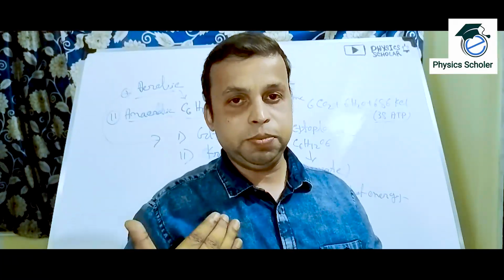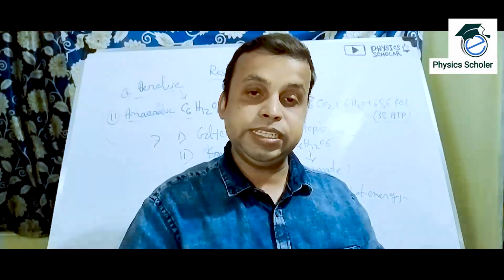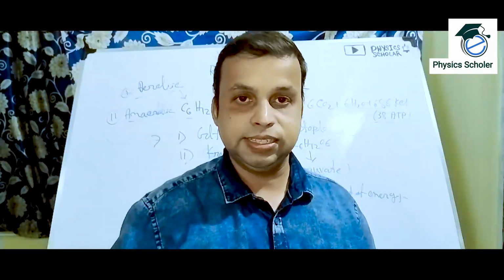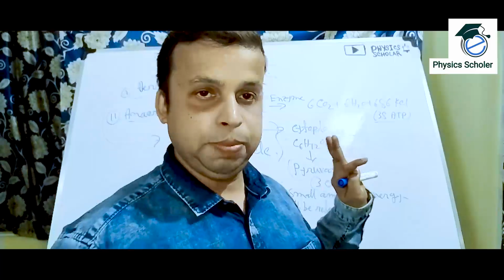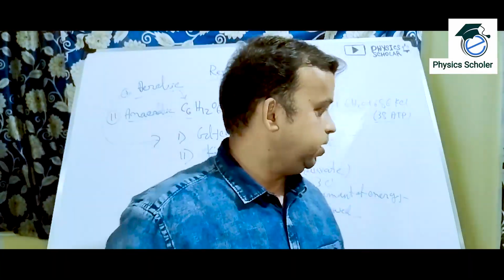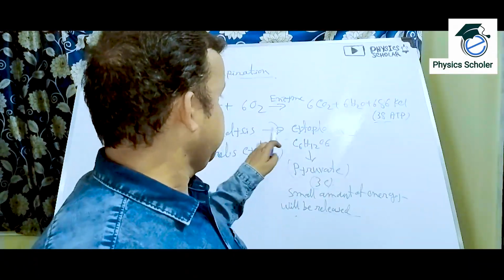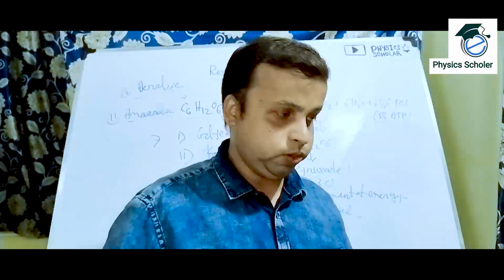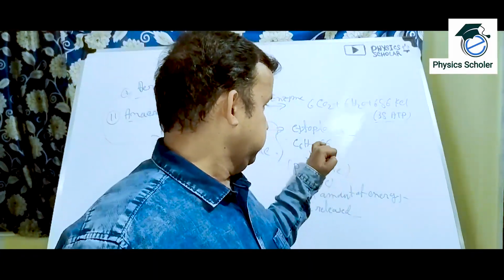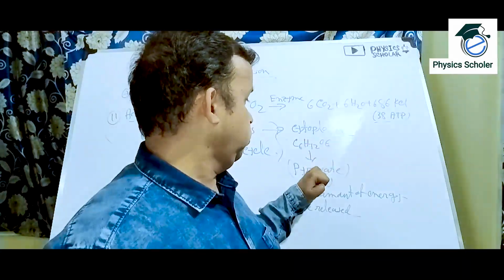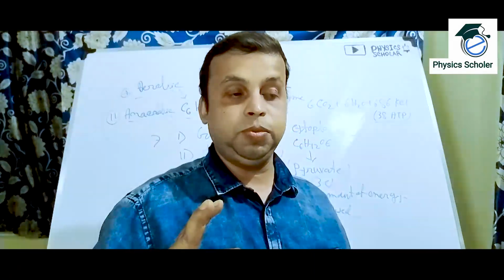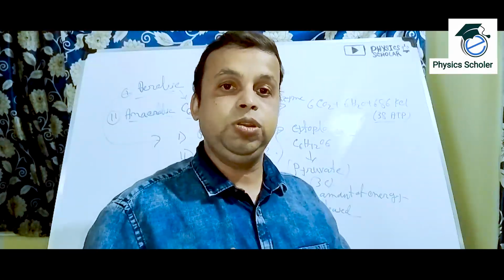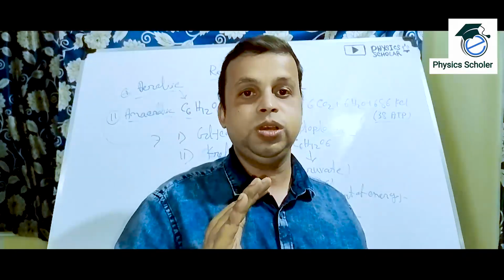There are some processes, so I will upload a special video on this respiration chapter for the higher classes. Up to class 10, this much will be sufficient. So glycolysis takes place inside the cytoplasm of the cell. That's the basic thing. Here the 6 carbon molecule glucose will convert into a 3 carbon molecule, pyruvate, and a small amount of energy will be released.